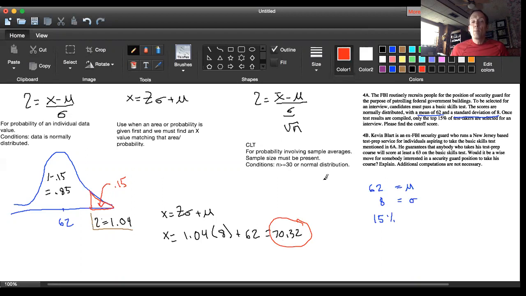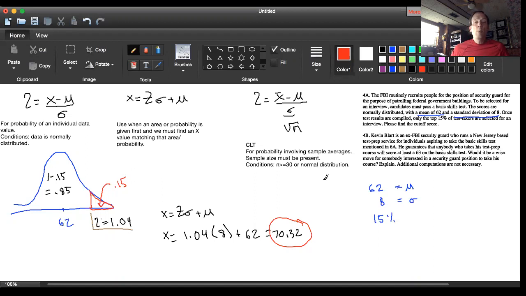Now, let's take a look at Part B. Part B says Kevin Blar is an ex-FBI security guard who runs a New Jersey-based test prep service for individuals aspiring to take the basic skills test. He guarantees that anybody who takes his test prep course will score at least a 63 on the basic skills test. Would it be wise for somebody interested in the security guard position to take his course? Explain. Computations are not necessary, so it's a critical thinking question.